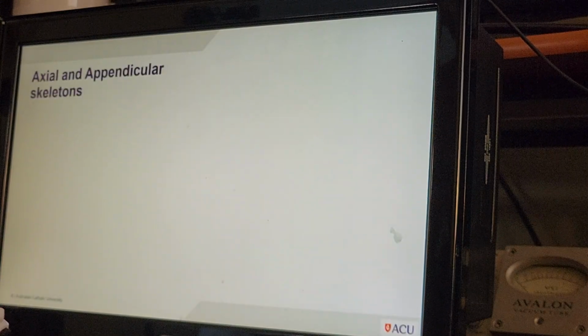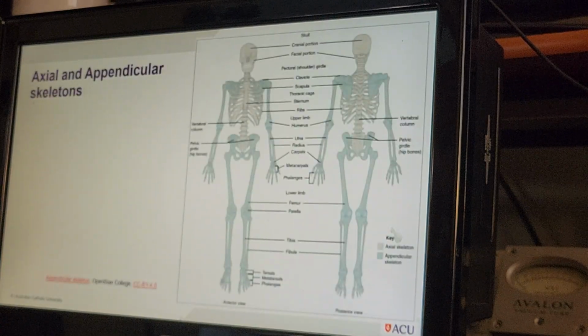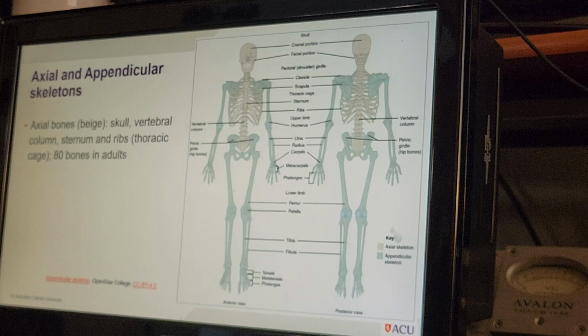So one thing we're going to need to differentiate between are the axial skeleton bones and the appendicular skeleton bones. So if we have a look at this figure, the axial skeleton bones are shown in that sort of beigey colour, and they include the bones that form the axis of the body. So all of the bones in the skull, all of the vertebral column bones, the sternum and the ribs. And the sternum and the ribs we often refer to as our thoracic cage.